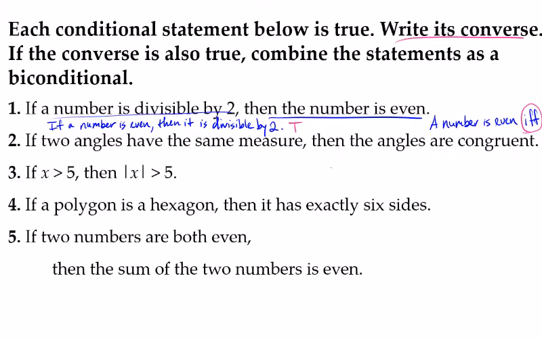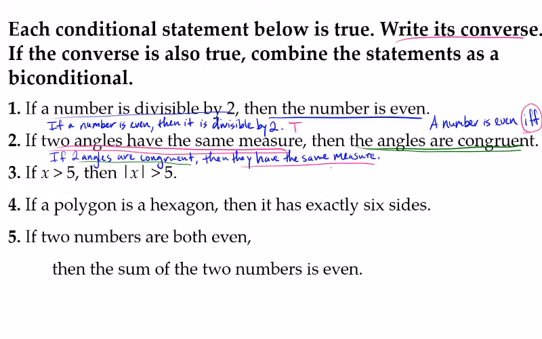All right, next statement. If two angles have the same measure, then the angles are congruent. So our initial hypothesis, two angles have the same measure. Original conclusion, the angles are congruent. So my converse is going to go the other way around. It's going to say if two angles are congruent, then they have the same angle measure.